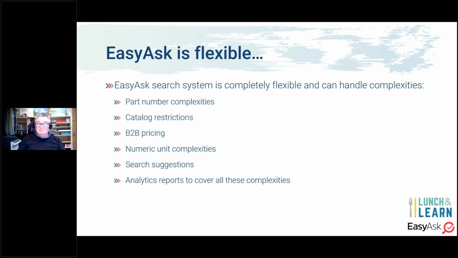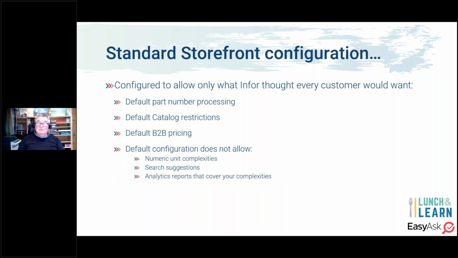One of the problems, though, is even though the EasyAsk engine is capable of doing all these things, the Storefront default configuration won't allow you to do it because it was configured to only allow what every customer would want. So that means you get default part number processing, you get default catalog restrictions. Pricing, really, you don't get much at all with the default system because there isn't a default that Infor were able to configure there.